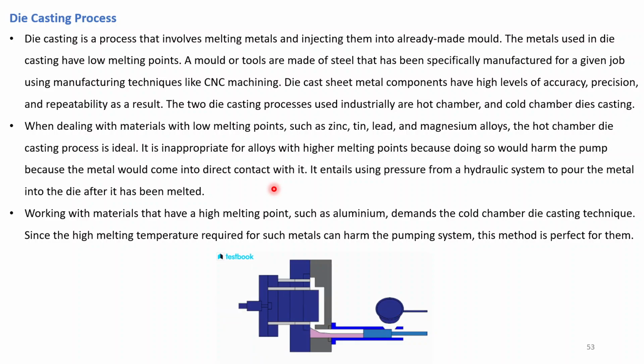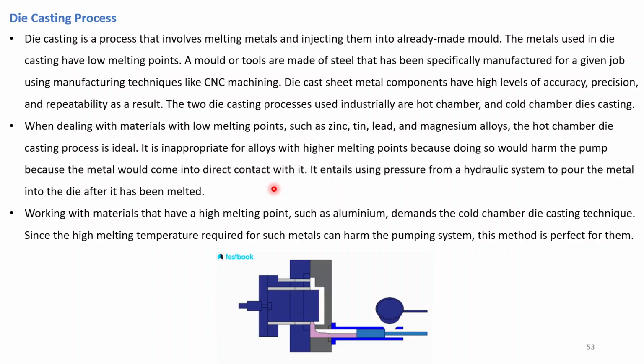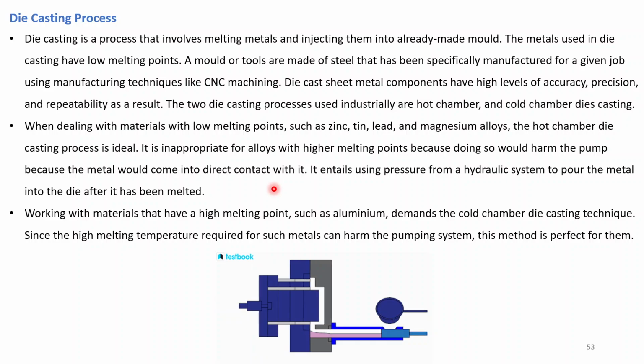Die casting is a process which involves melting metals and injecting them into an already made mold, and the metals used in die casting have low melting points. The molds or tools are made of steel that has been specifically manufactured for a given job using techniques like CNC machining. Die cast sheet metal components have a high level of accuracy, precision and repeatability as a result. Two die casting processes used industrially are hot chamber and cold chamber die casting.